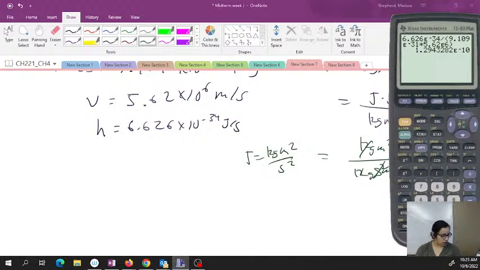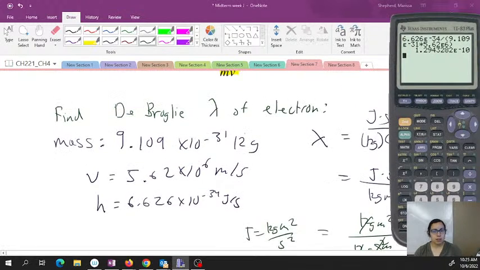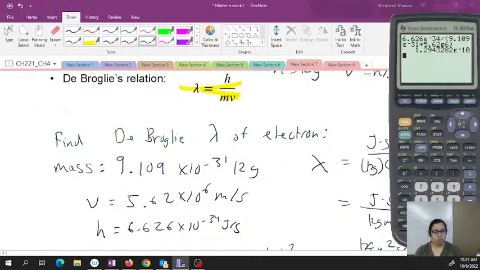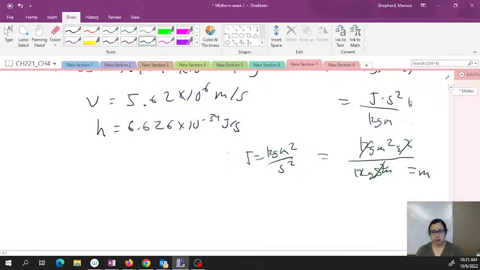And how many sig figs was that? Looks like we were limited to 3. So 1.29 times 10 to the negative 10 meters. That's on the atomic level, right? We said that angstroms was negative 10. So that's pretty significant if you're the size of an electron.